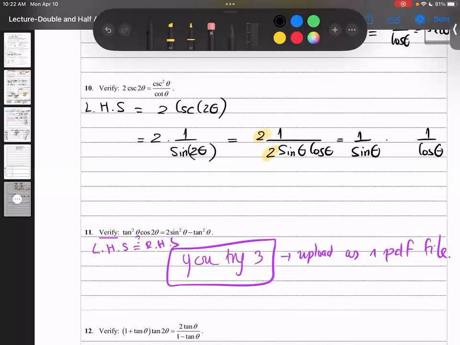We are nowhere near the right-hand side. We need cosecant and cotangent. For cosecant squared, what I'm going to do is multiply that expression by sine theta over sine theta. I did not change anything. Okay, sine theta over sine theta is 1.